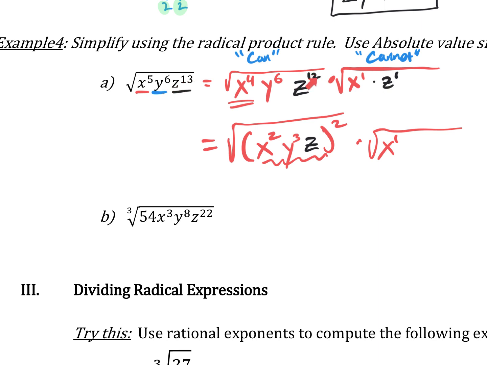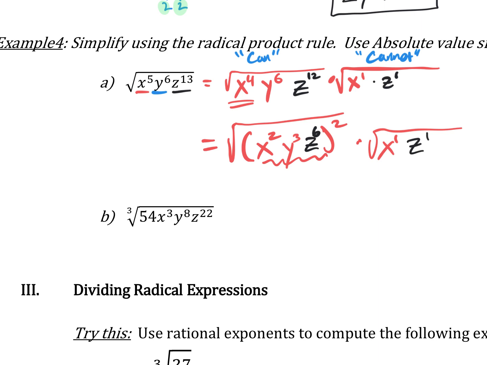Why do we pick 12? Well, one, because it's as close as we can get to 13, and that's an even number. So I can write that as z to the 6th squared, since 6 times 2 is 12. And I've got this leftover z to the 1st that I have to leave in here.